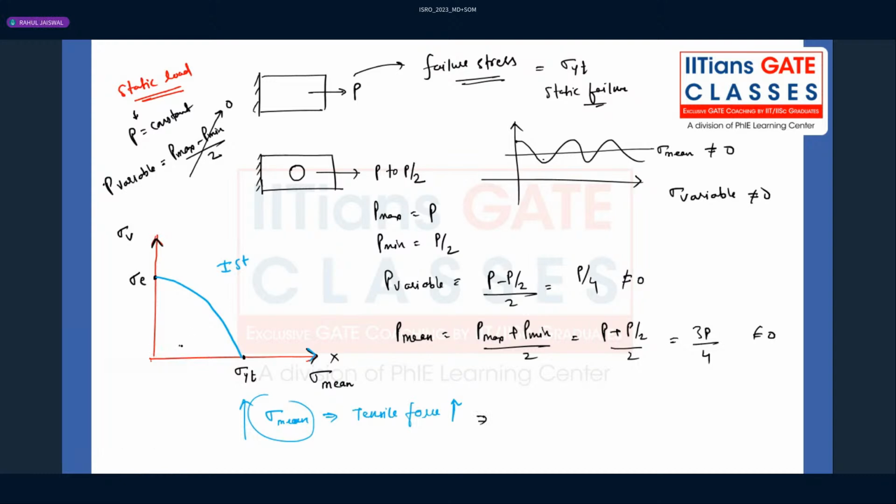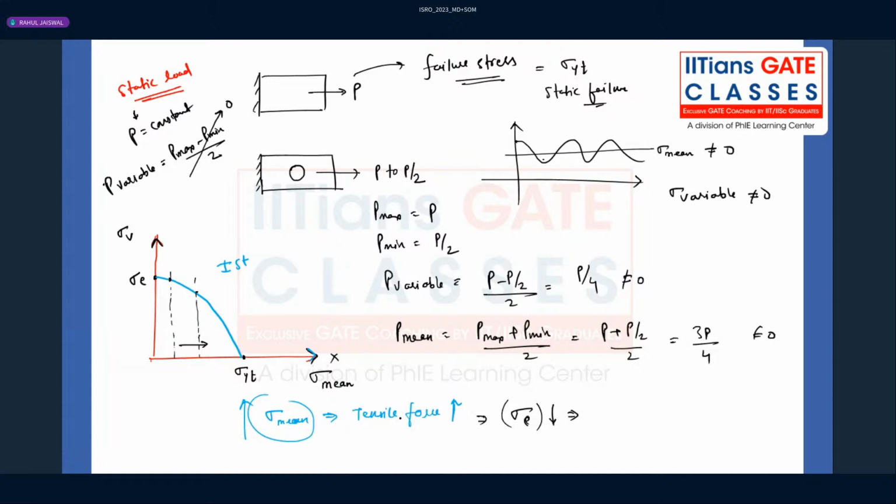When you look at the graph, as you keep on increasing the value of the mean stress, you are moving towards the right side of the graph. When you are moving towards the right side of the graph, your endurance strength keeps on decreasing. Correspondingly, sigma e keeps on decreasing. What is the meaning of this? Endurance strength should be high or low?